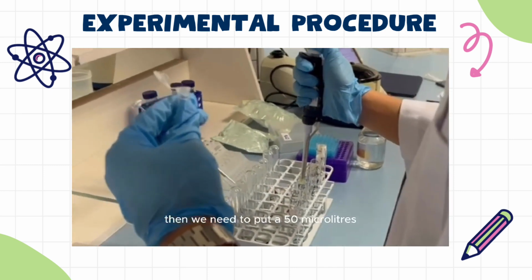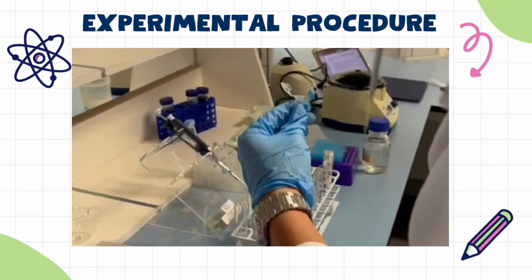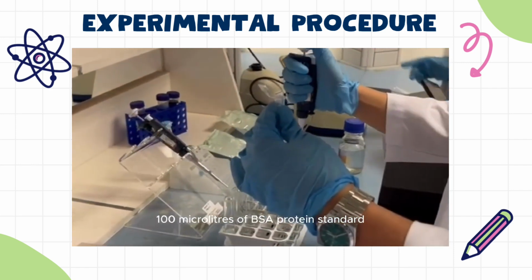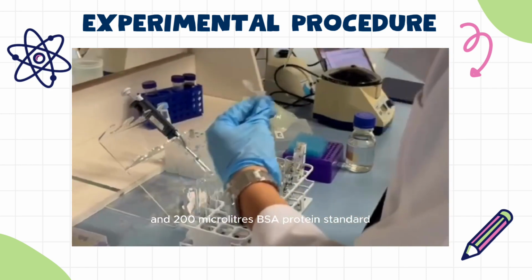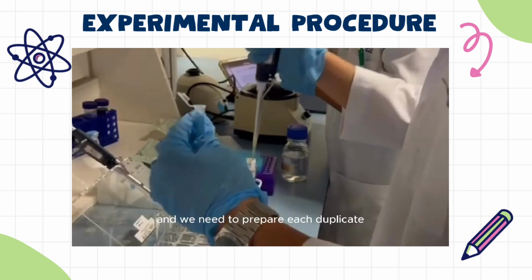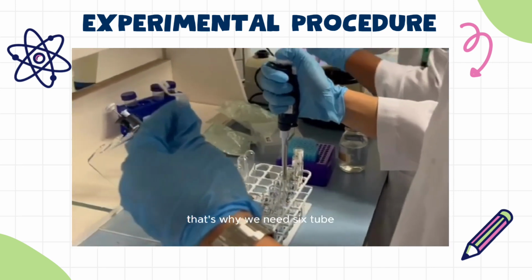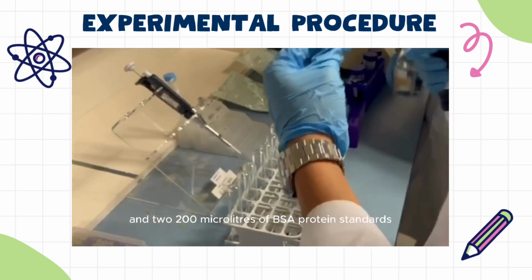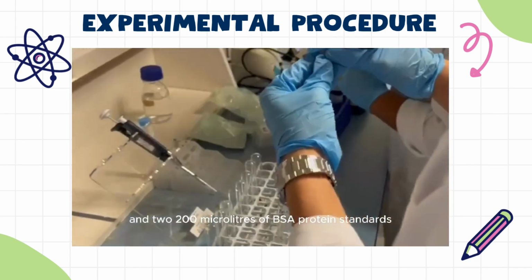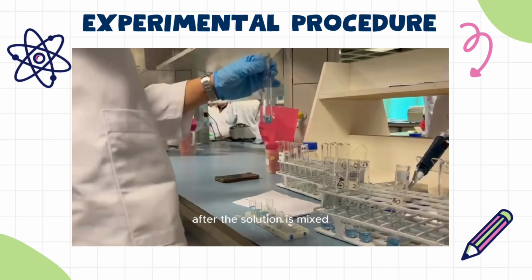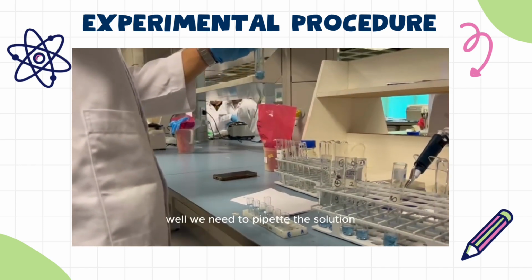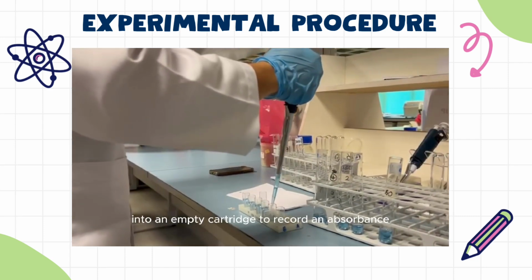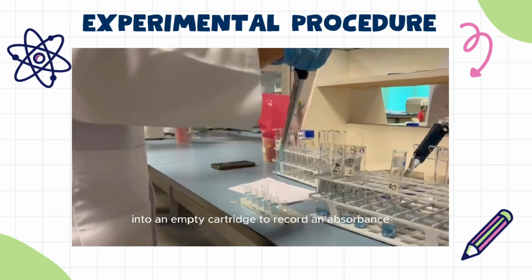Then we need to put in 50 microliters of BSA protein standard, 100 microliters of BSA protein standard, and 200 microliters of BSA protein standard. And we need to prepare each in duplicate. That's why we need 6 tubes. After the solution is mixed well, we need to pipette 2 ml of the solution into an empty cuvette to record the absorbance.